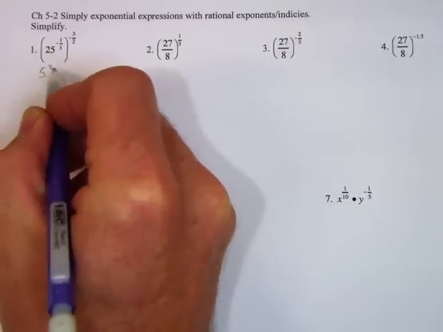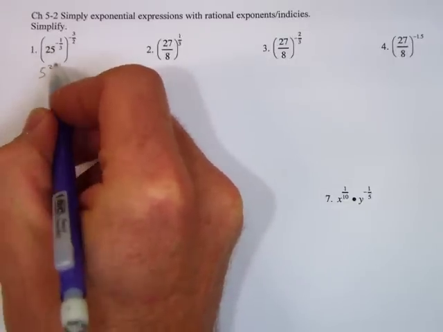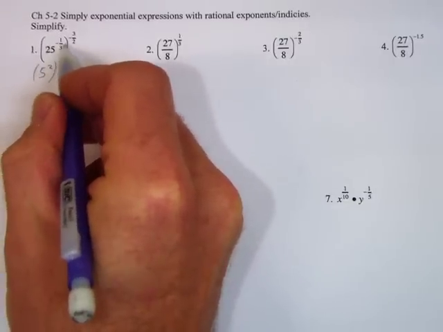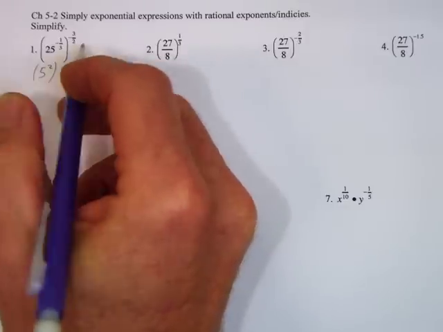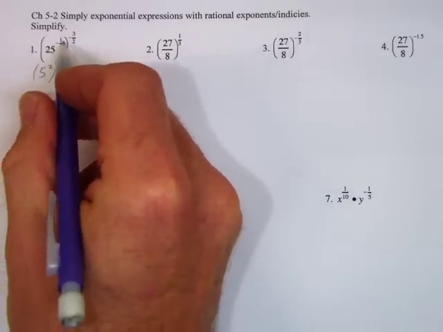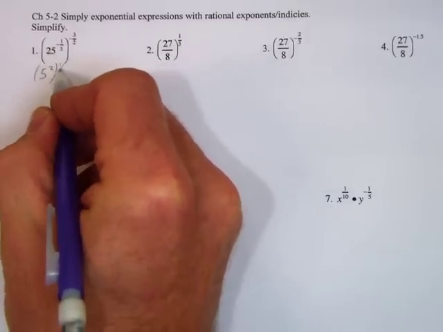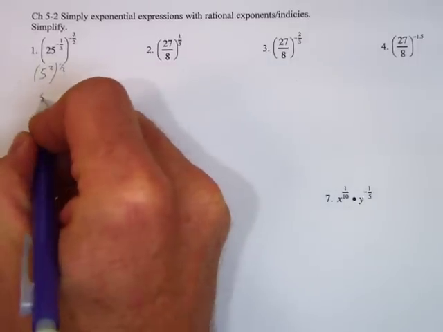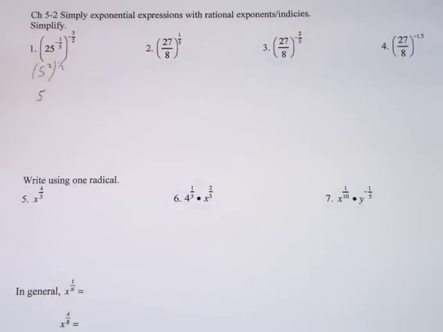This would be 5 squared. That's 25. And what we could do is immediately deal with this negative 1/3 times negative 3/2. So we have a negative times a negative is a positive. The 3's reduce, so we're left with 1/2. And we get 5 to the first power.